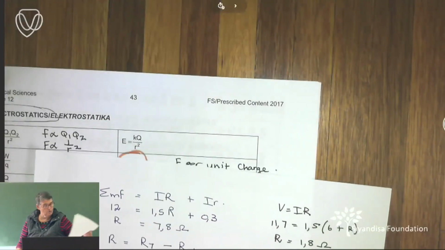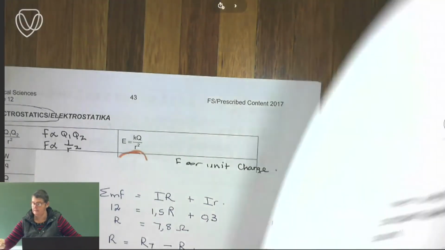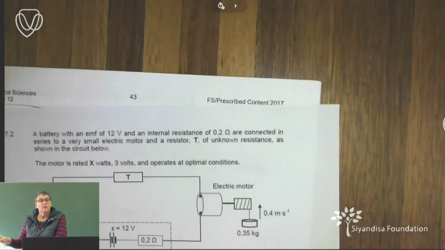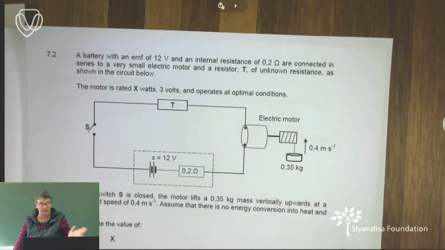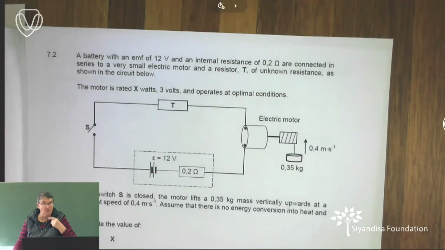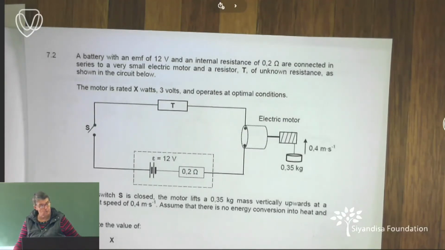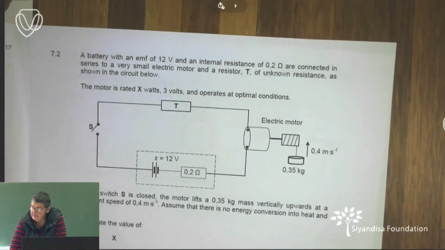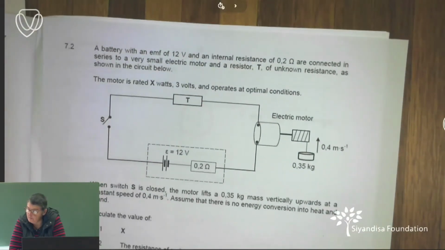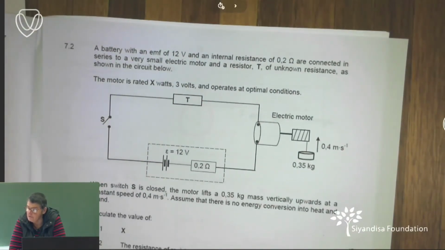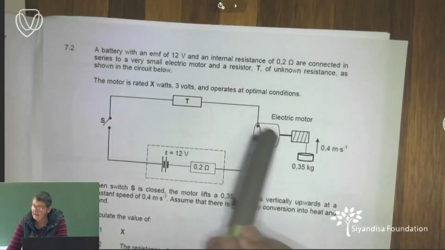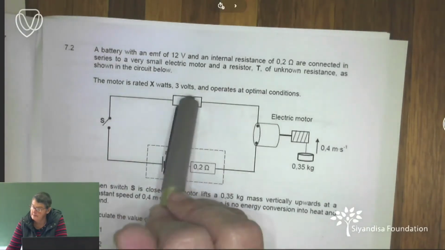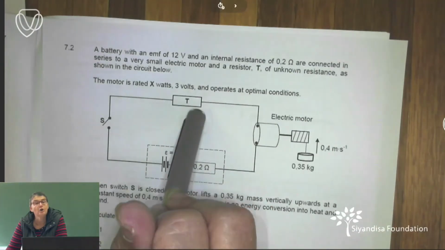There's still another question regarding power. Let's see if we can see what that question is. Okay. This is now obviously a new question, and the information that we got in the previous question is obviously not applicable to this specific question. So let's quickly have a look here. They tell us, it's also a battery with an EMF of 12 volt and an internal resistance of 0,2. Are connected in series with a very small electric motor and a resistor T. And T has an unknown resistance.